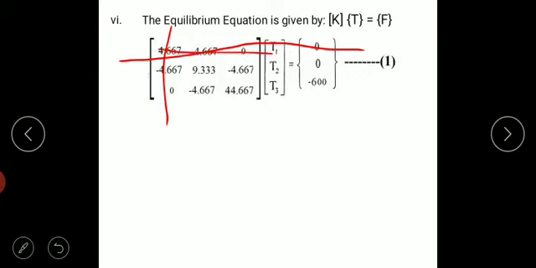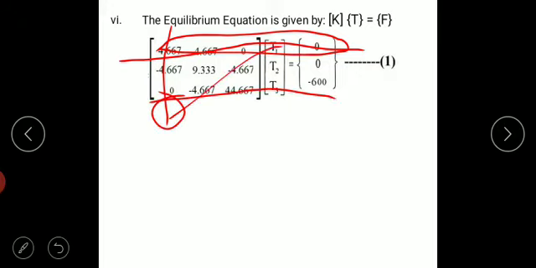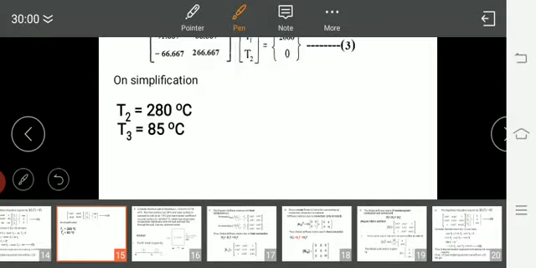Next, the equilibrium equation is given by KT is equal to F. Now for this problem I have to eliminate the first row and first column. So should I consider the second row or the third row? I can't consider the first row, because after it is eliminated I can't replace it. I can't even take the third row. Why? Because 0 into T1 vanishes again. So I have only one option, which is what?